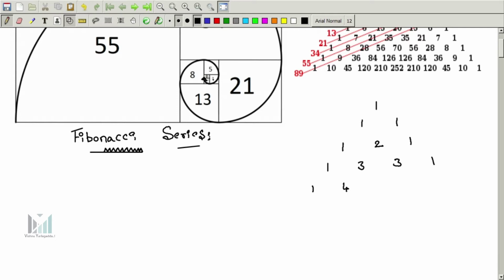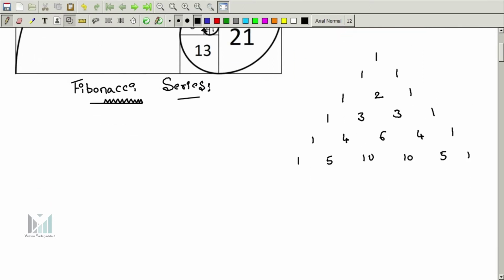3 plus 3 is 6, 3 plus 1 is 4, and 1. Next row: 5, 1 plus 4 is 5, 4 plus 6 is 10, 6 plus 4 is 10, 4 plus 1 is 5, and 1. Another row I'll also display: 1, 6, 15, 20, 15, 6, 1.